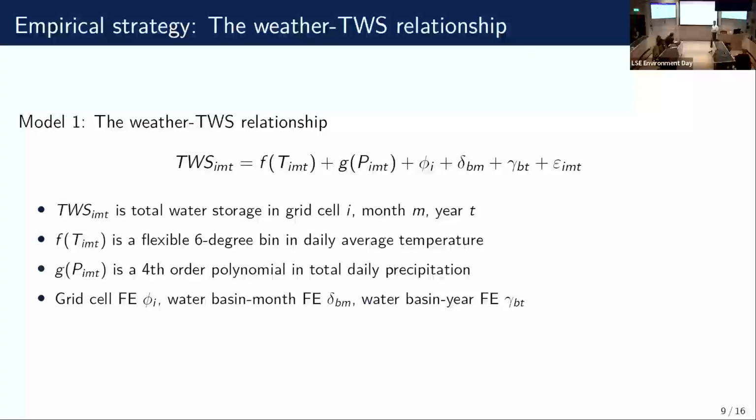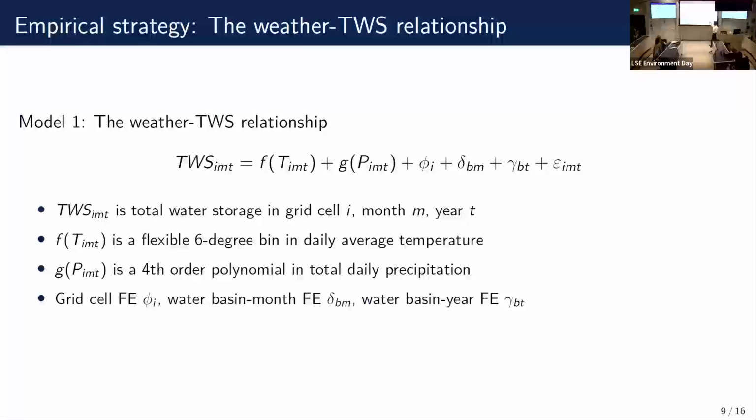And to talk very quickly about the empirical strategy, I promised you no equations, but here on the left-hand side, we have total water storage as measured by GRACE. We're aggregating all of the data that I showed you before to a GRACE grid cell. We're running a grid cell level regression over the 20 years for which we have data. And so total water storage is measured in grid cell i in month m and year t. And then we have a flexible function of temperature, 6-degree bin daily average temperature, and a flexible function of freezing, which in this case is a 4th-order polynomial.